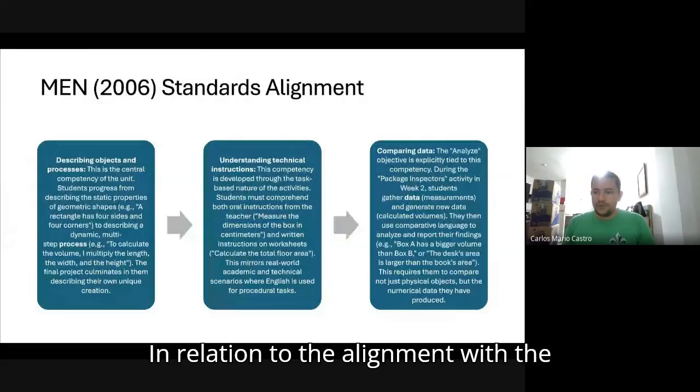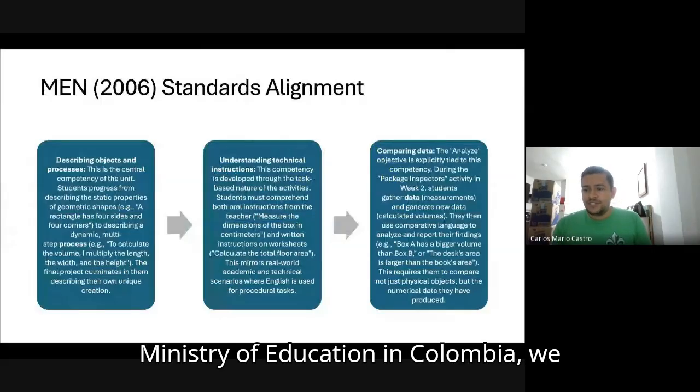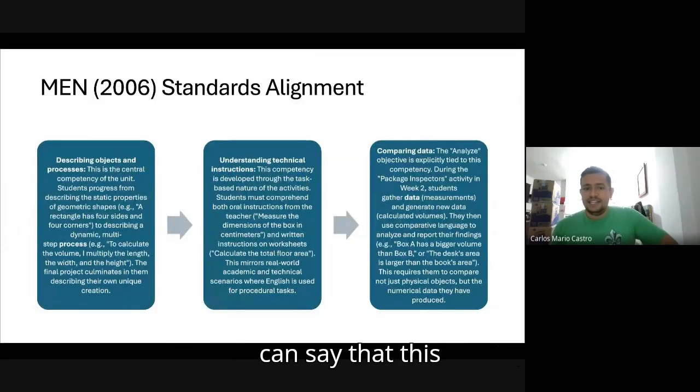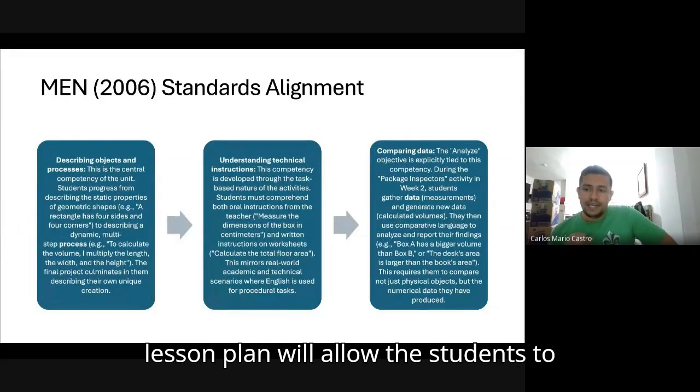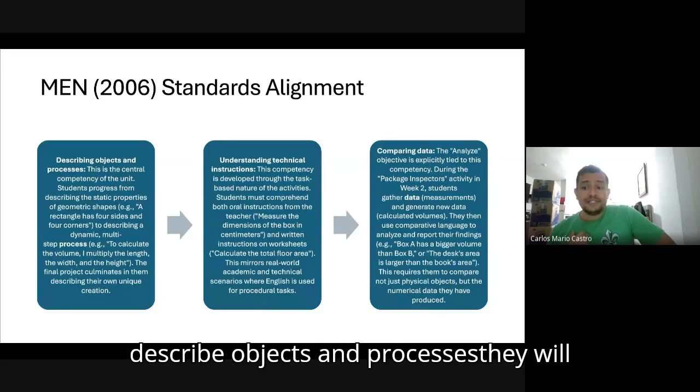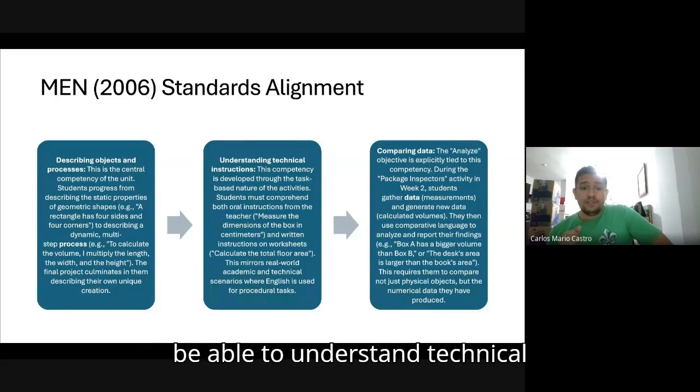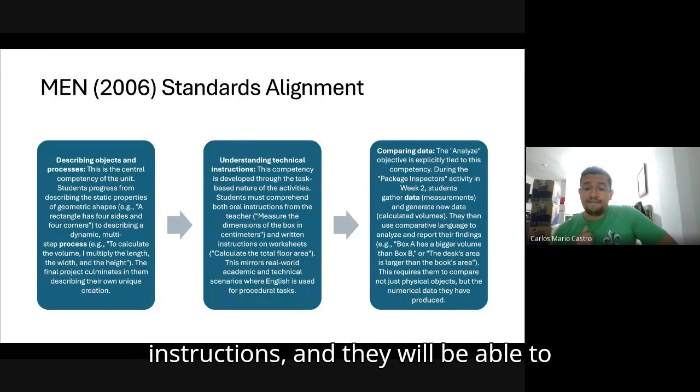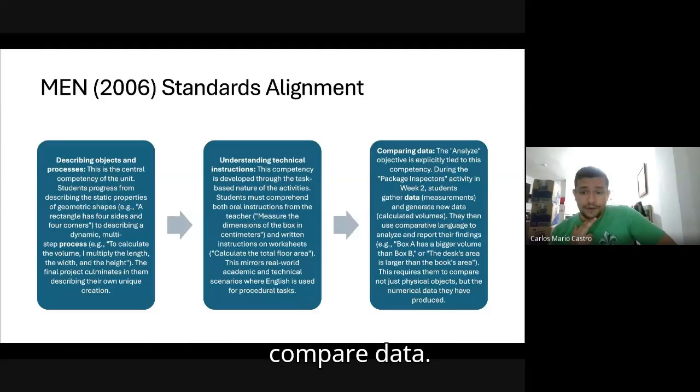In relation to the alignment with the Ministry of Education in Colombia, this lesson plan will allow the students to describe objects and processes. They will be able to understand technical instructions, and they will be able to compare data.